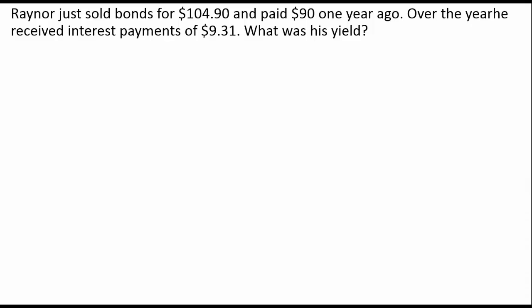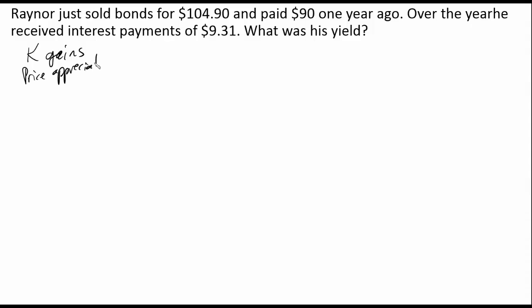We are attempting to determine yield on a bond sale. So you have Rayner here who just sold bonds for $104.90. He paid $90 1 year ago. Now, if you recall, the way we compute yield is that we have a capital gains yield, and then we also have a price appreciation yield.